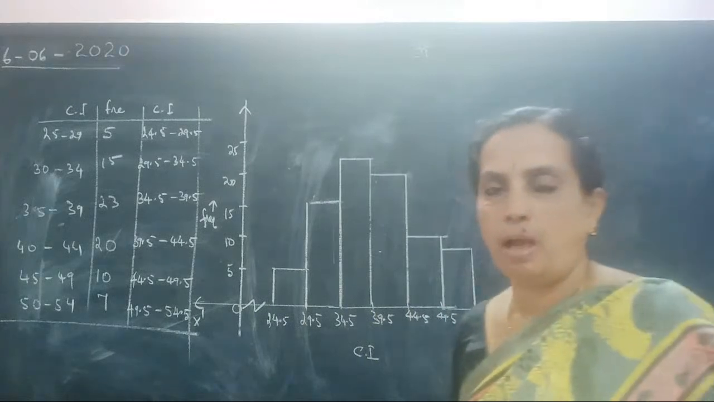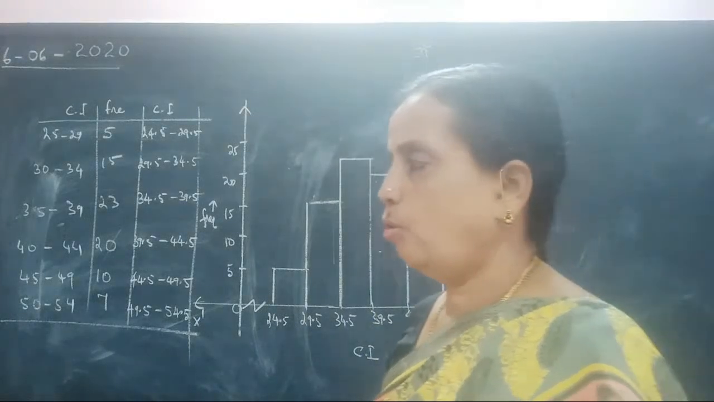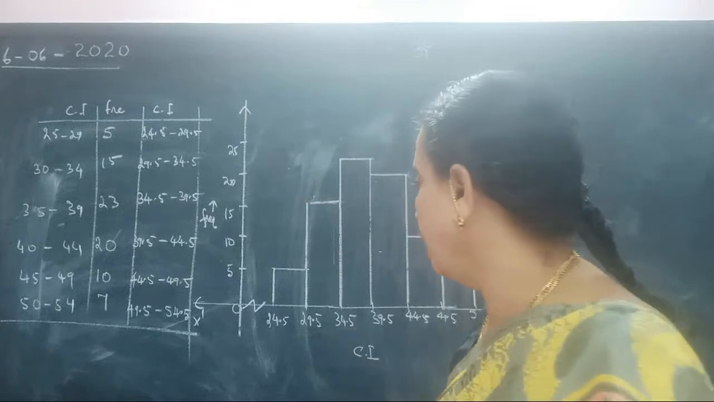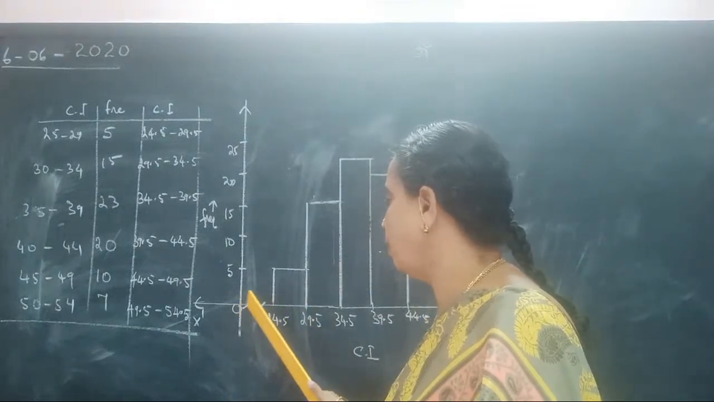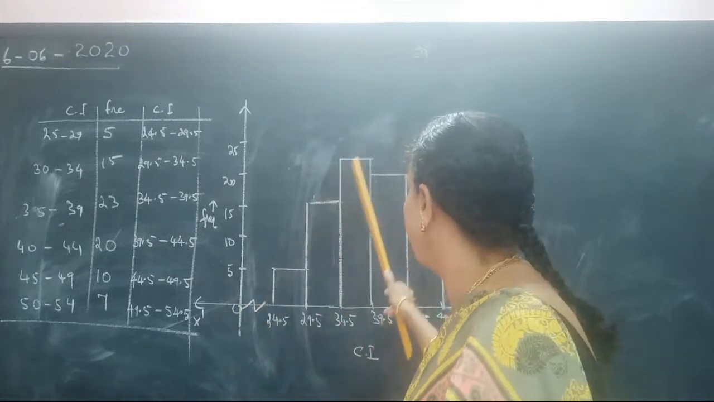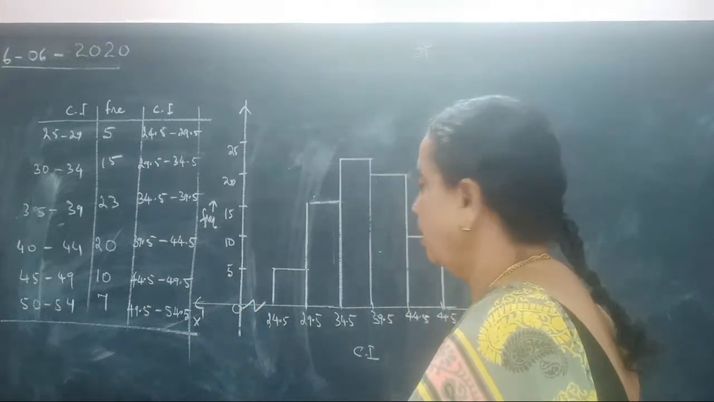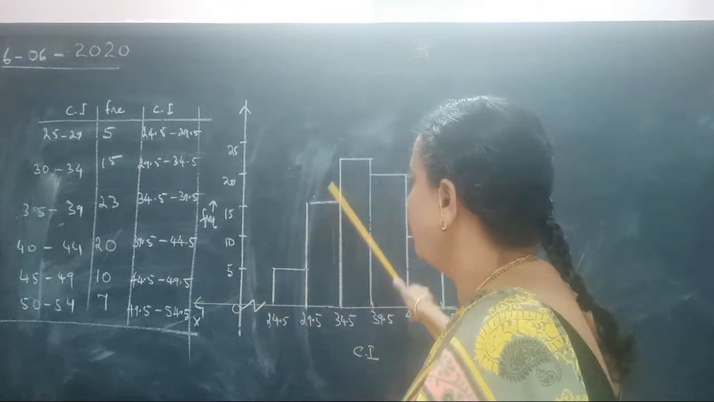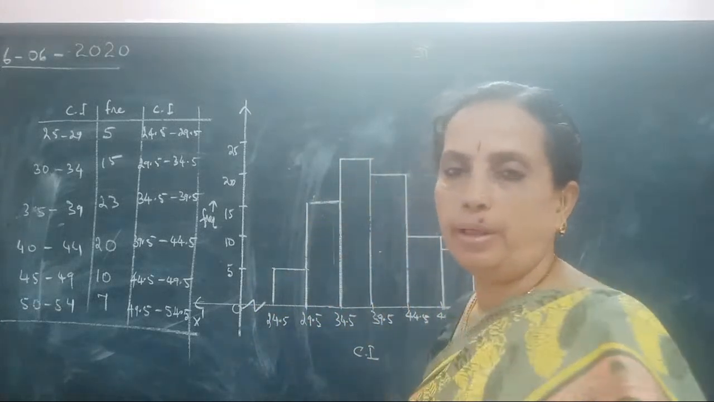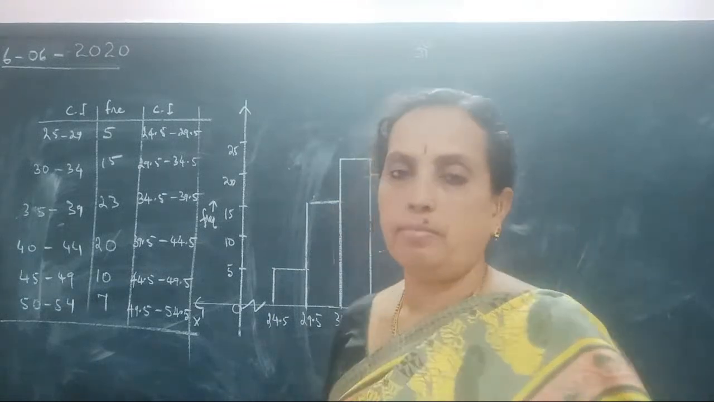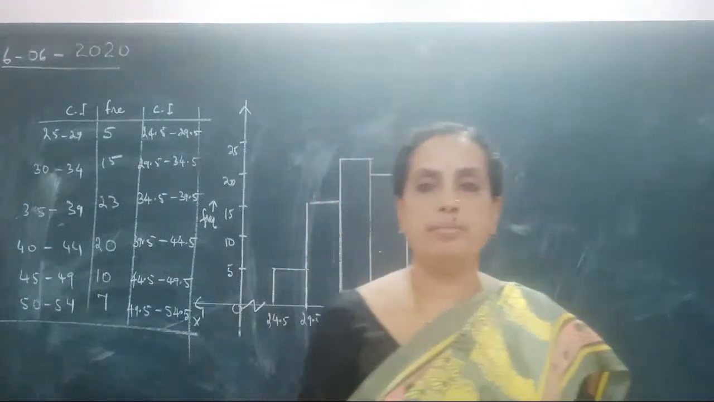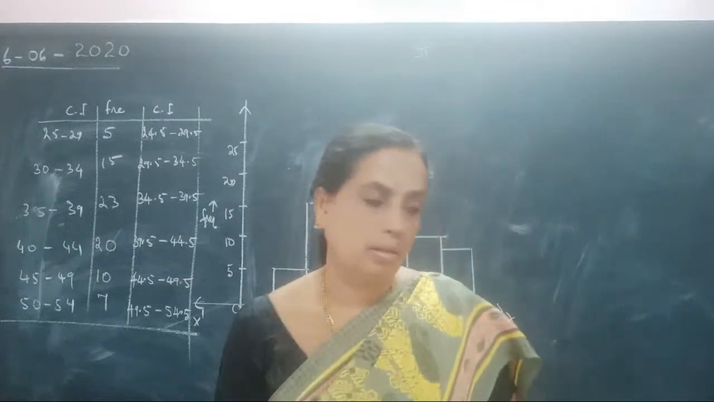Suppose for the same graph they ask to also plot the frequency polygon, 24.5 here, the previous one you have to mark, and then join with the dotted line, midpoint to midpoint. Is it clear? This is how we depict a histogram using a frequency distribution table.